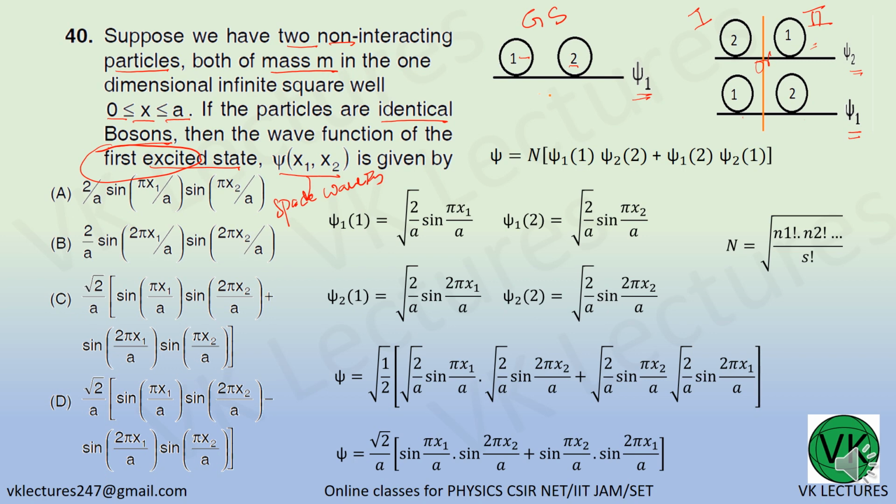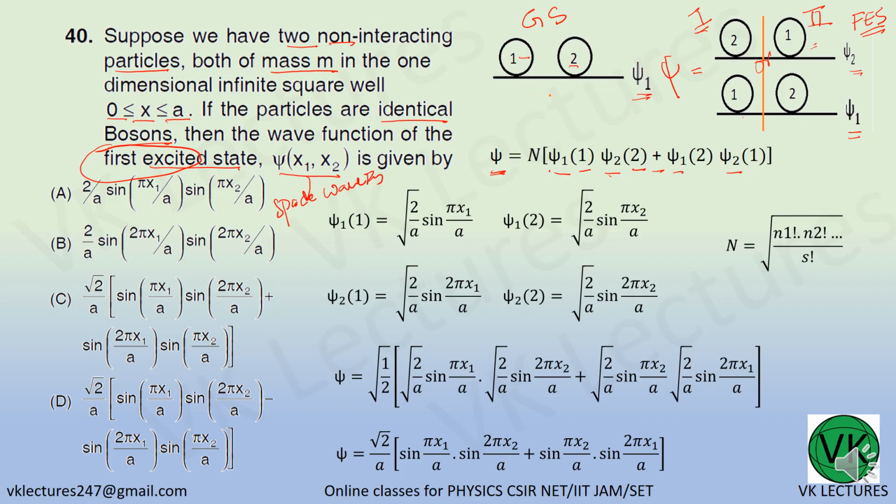Okay, so this is nothing but the first excited state. Our psi will be a combination of both 1 and 2. Then our required wave function psi will be equal to N into [psi 1 of 1 into psi 2 of 2 plus psi 1 of 2 into psi 2 of 1]. What does that mean? First particle in psi 1, second particle in psi 2, plus second particle in psi 1, first particle in psi 2.